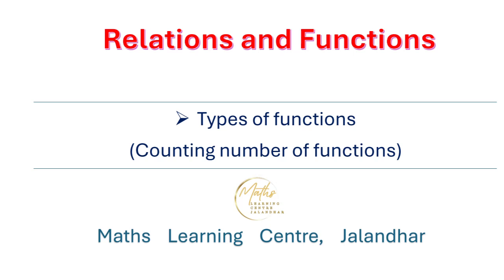In this presentation on relations and functions, we are going to discuss how to count the number of functions depending upon their types. So first of all, we are going to count the total number of functions from a set A to B. So suppose we are saying that we have the set A which consists of m elements and set B has n elements, and we want to calculate the total number of functions.